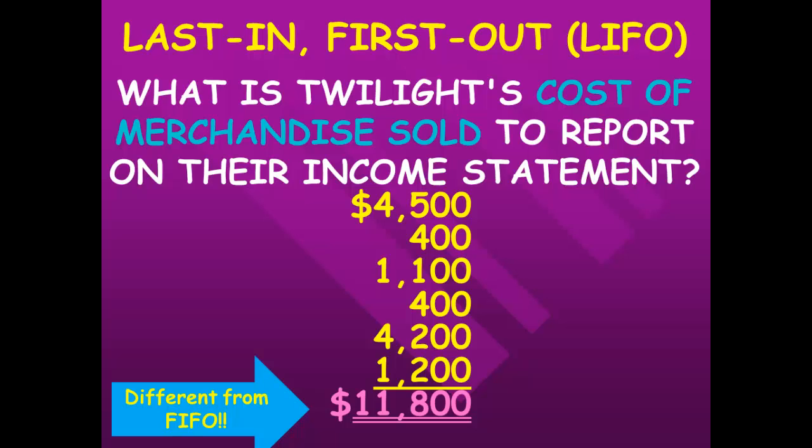What figure did we come up with under FIFO for cost of goods sold? 11. What did we get under LIFO? 11.8. They give you different answers. Cost of goods sold under FIFO and cost of goods sold under LIFO will be different. The second number I need in addition to cost of goods sold is ending inventory.